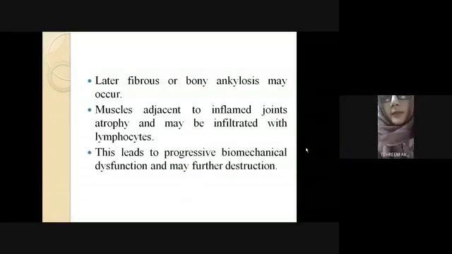Later, fibrous or bony ankylosis may occur. Ankylosis is abnormal stiffening and immobility of the joint due to the fusion of bones. Muscles adjacent to inflamed joints atrophy and may be infiltrated with lymphocytes. This leads to progressive biomechanical dysfunction and may cause further destruction. Next.